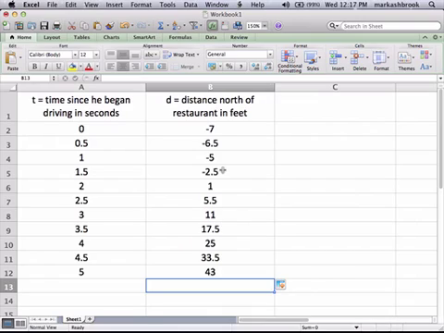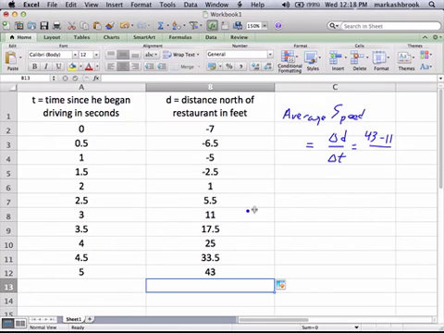Okay, find the average speed of the car from 3 to 5. So we said average speed is? Average speed? Okay, that's how you calculate it. Average speed then will be the change in distance, or change in our d variable, over change in time. Okay, so what's the change in distance from 3 to 5? So we need the distance from the restaurant at 3 seconds, which is 11. Distance from the restaurant at 5 seconds, which is 43. So what's the change in distance? 32. 43 minus 11.